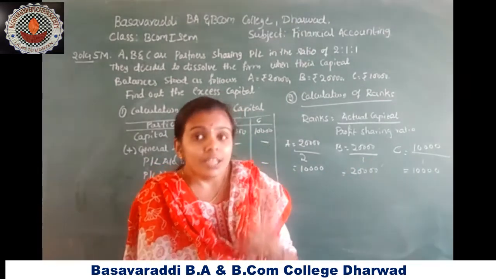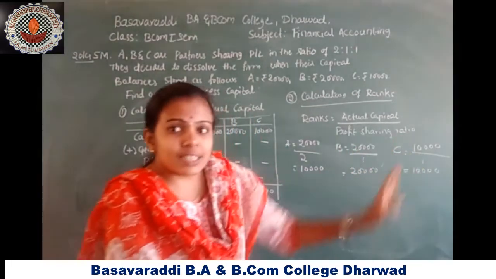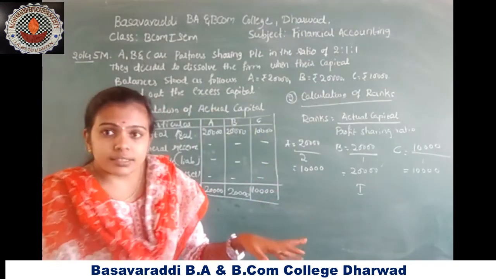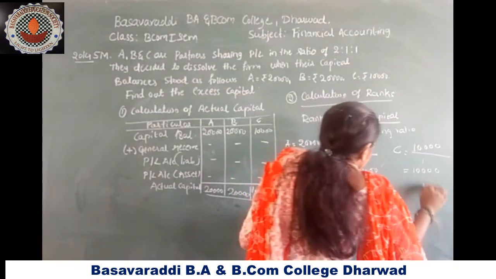Now, first rank, second rank and third rank. In this problem A is 10,000, B 20,000, C 10,000. A gets first rank, and of the remaining two partners, the next gets second rank.